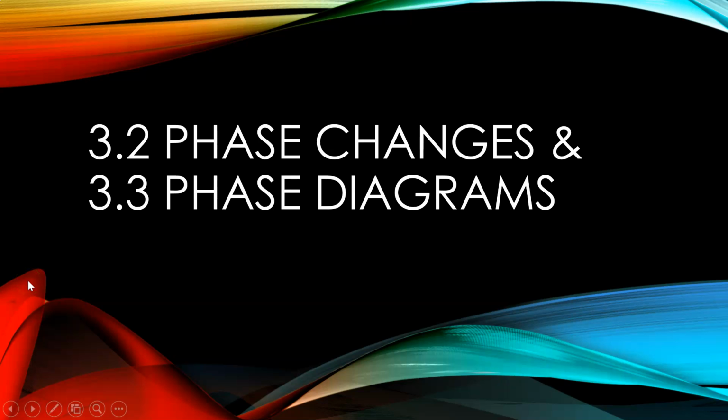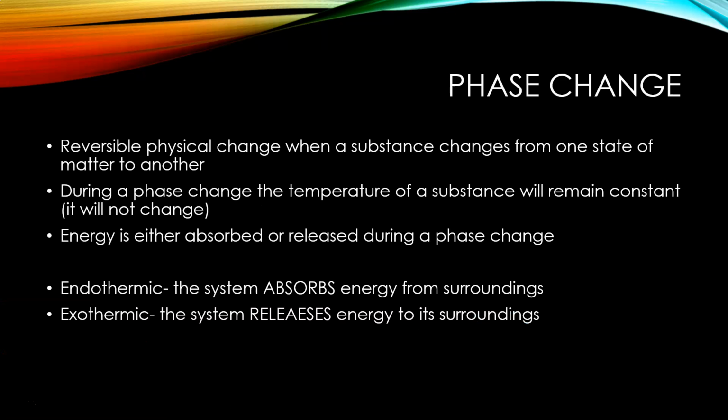So today we're going to be looking at phase changes and phase diagrams. A phase change is a reversible physical change when a substance changes from one state of matter to another. We talked about this some when we talked about physical properties. We looked at melting point and boiling point and talked about how they're a physical change.